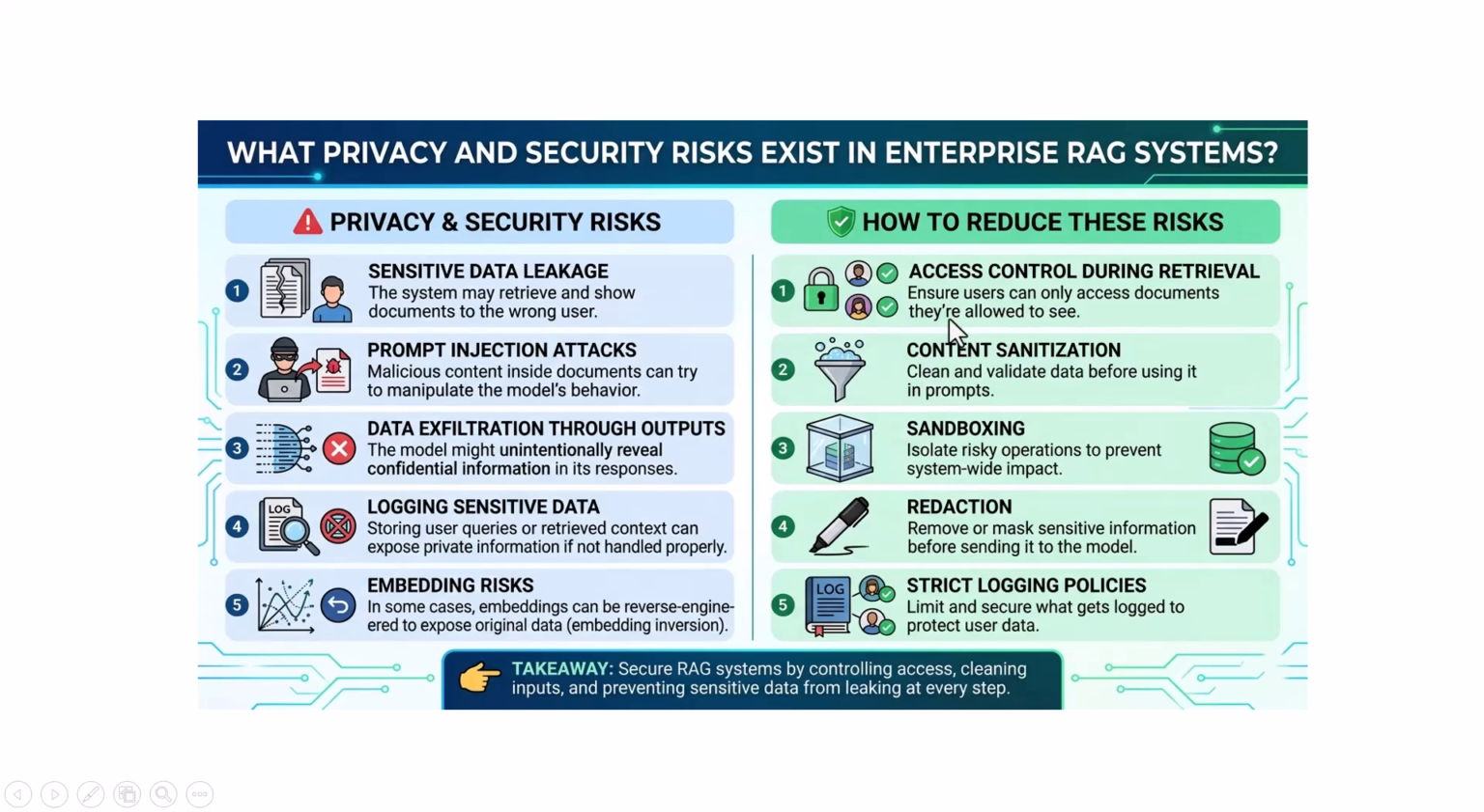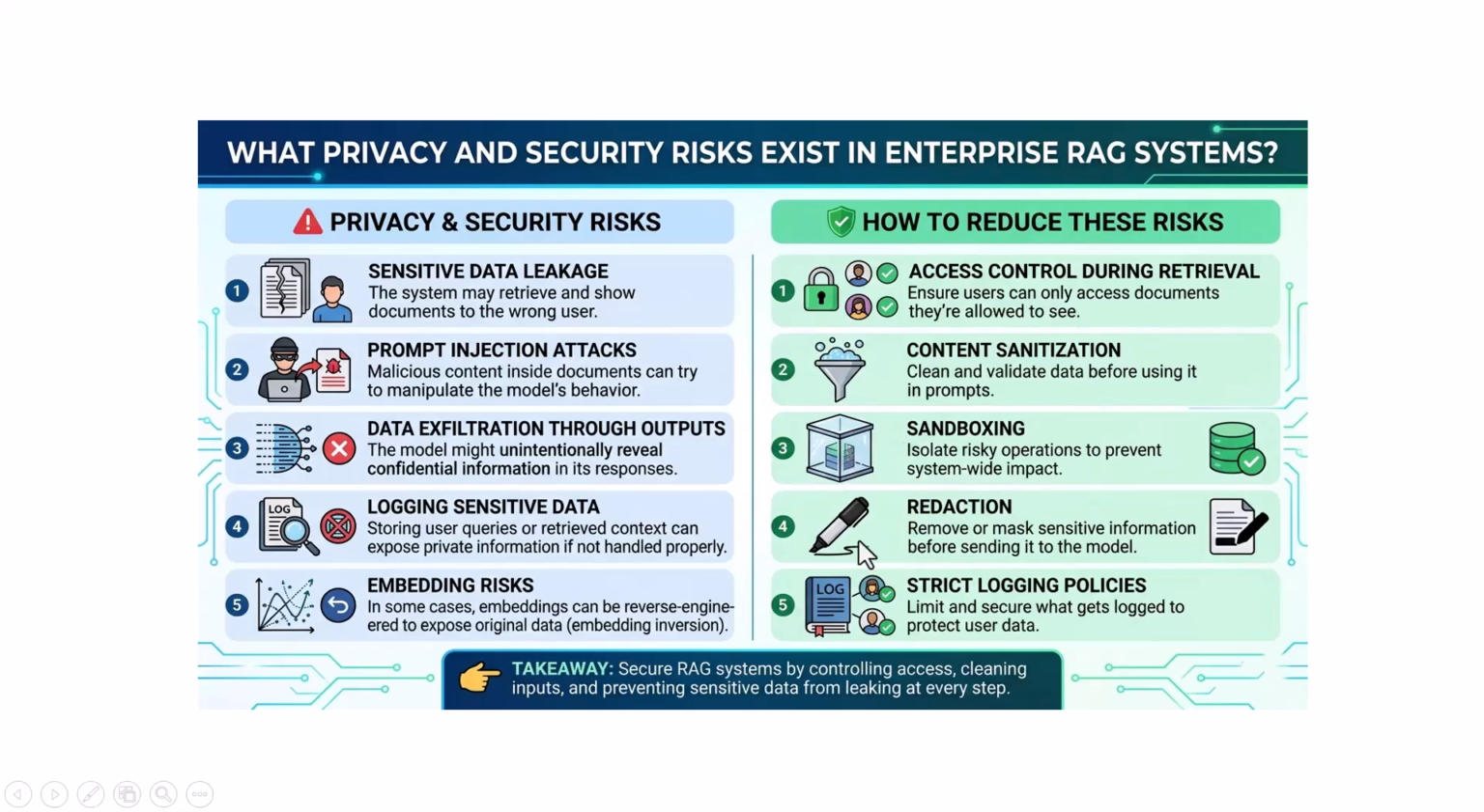Now let's understand how to reduce these risks. First one is access control during retrieval. That is, ensure users can only access documents they're allowed to see. Next best practice is content sanitization. That is, clean and validate data before using it in prompts. Okay. The other best practice to avoid risk is sandboxing. That is, isolate risky operations to prevent system-wide impact.